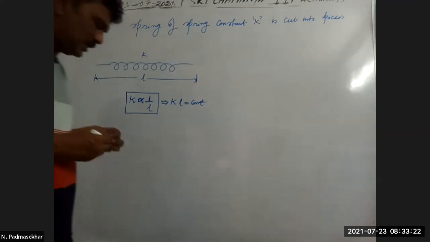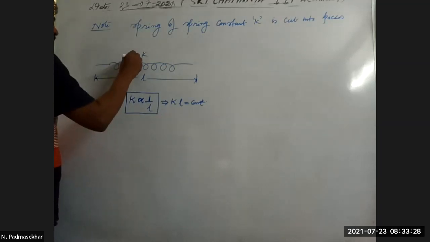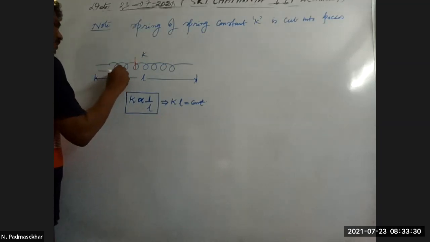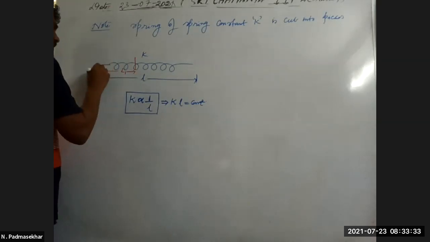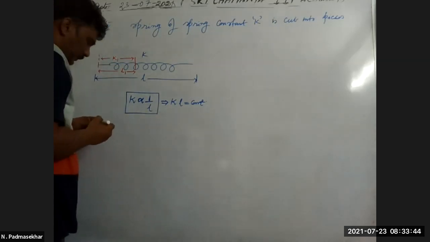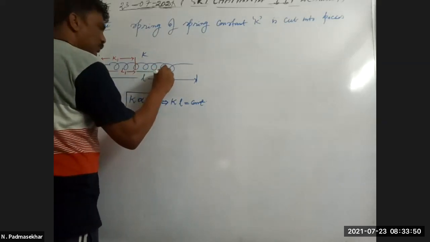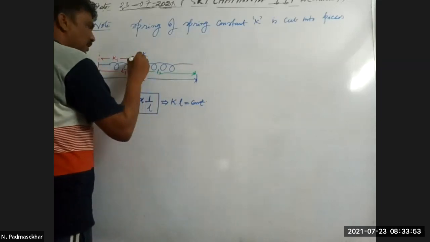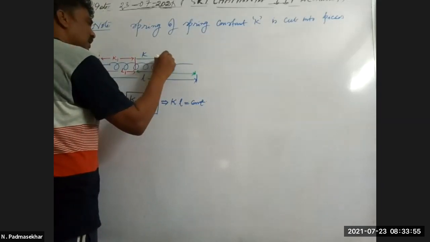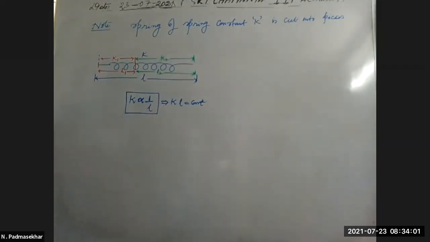Now this spring is cut into, suppose, two parts. The length of this part of the spring is L1, and for this part the spring constant is K1. And here, this length is L2, and the spring constant of this part is K2.